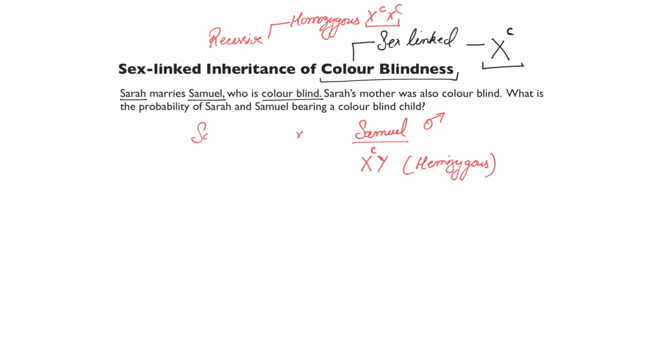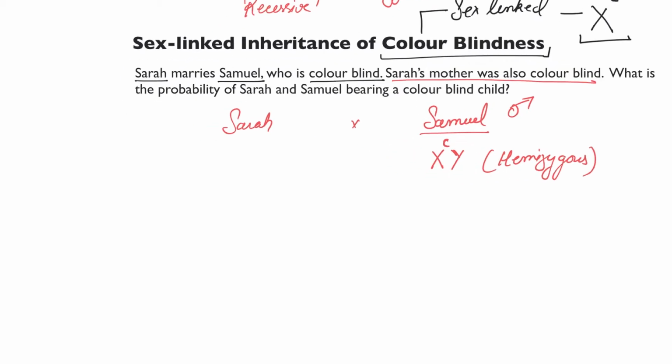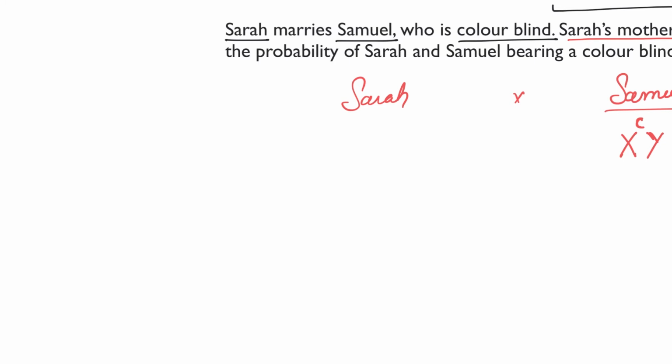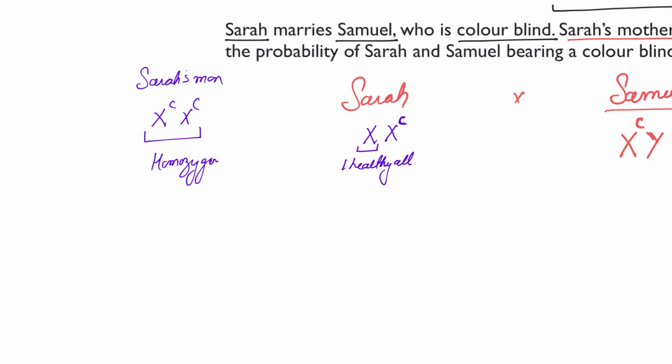Now Samuel marries Sarah. Now we do not know if Sarah is colorblind or not. Sorry, we do know that Sarah is not colorblind, but Sarah's mother was colorblind. Now in case of females, color blindness will only show if they are homozygous, so Sarah's mom must have been homozygous. Only then would Sarah's mom be colorblind, right? But it's okay if Sarah is not colorblind because Sarah is XX and she carries only one allele from mom, right? So because Sarah's mom was colorblind but Sarah is not, we understood that Sarah has one healthy allele, right? So she has one healthy allele.